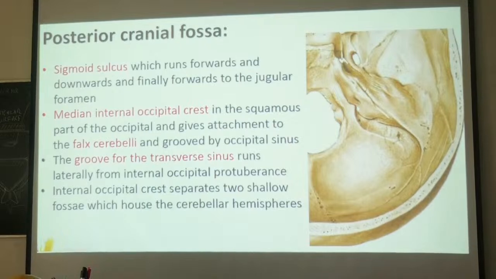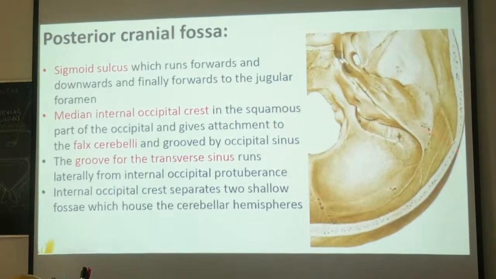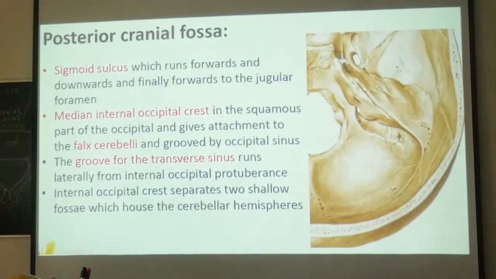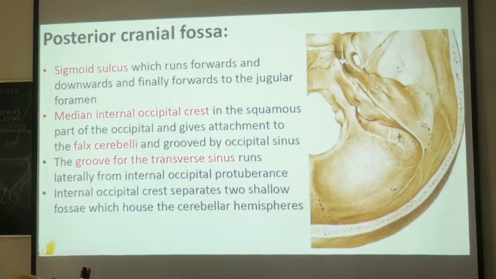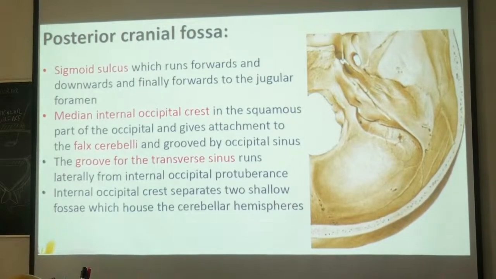This crest is separating these two fossae. This is one fossa and another is lying here, in this region. So two fossae are for the cerebellar hemispheres.